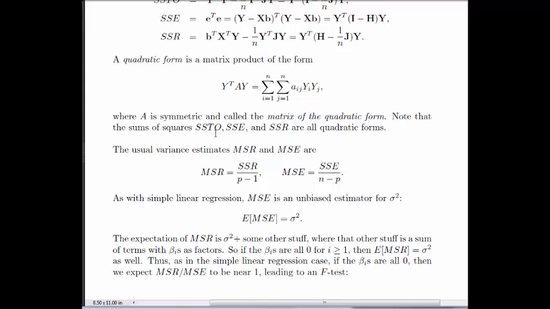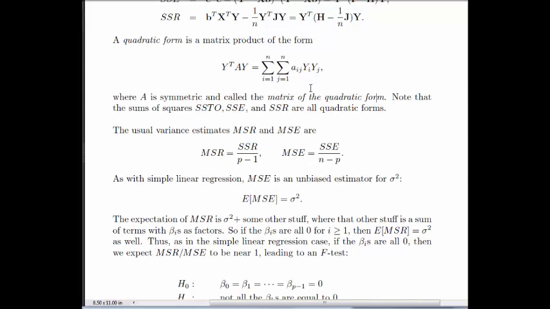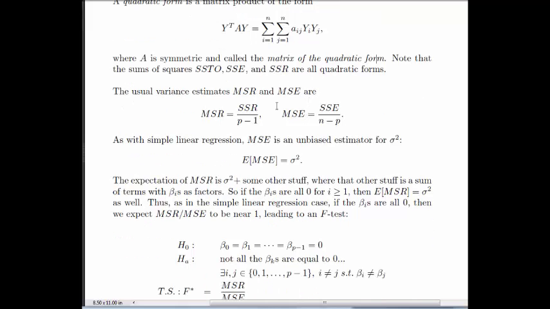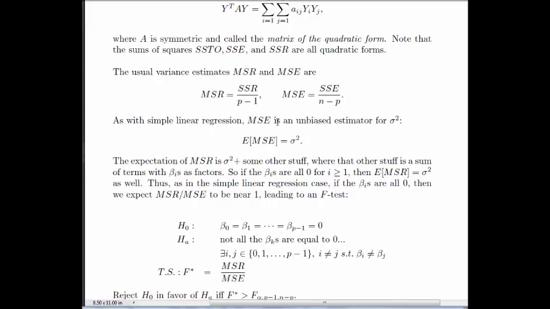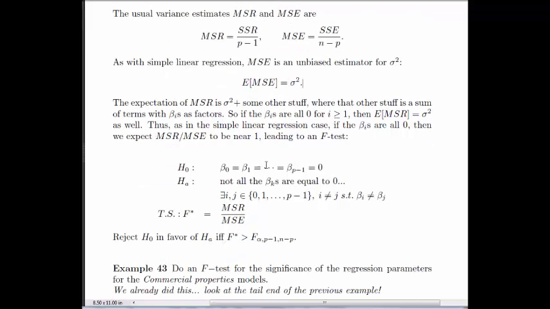Okay, so note that, like we said, all of our sums of squares here are quadratic forms. Our usual variance estimates, MSR and MSE, are those sums of squares divided by their respective degrees of freedom. And as with linear regression, MSE is an unbiased estimator for the common error variance. So we can use that. It's a good estimator for that sigma squared.